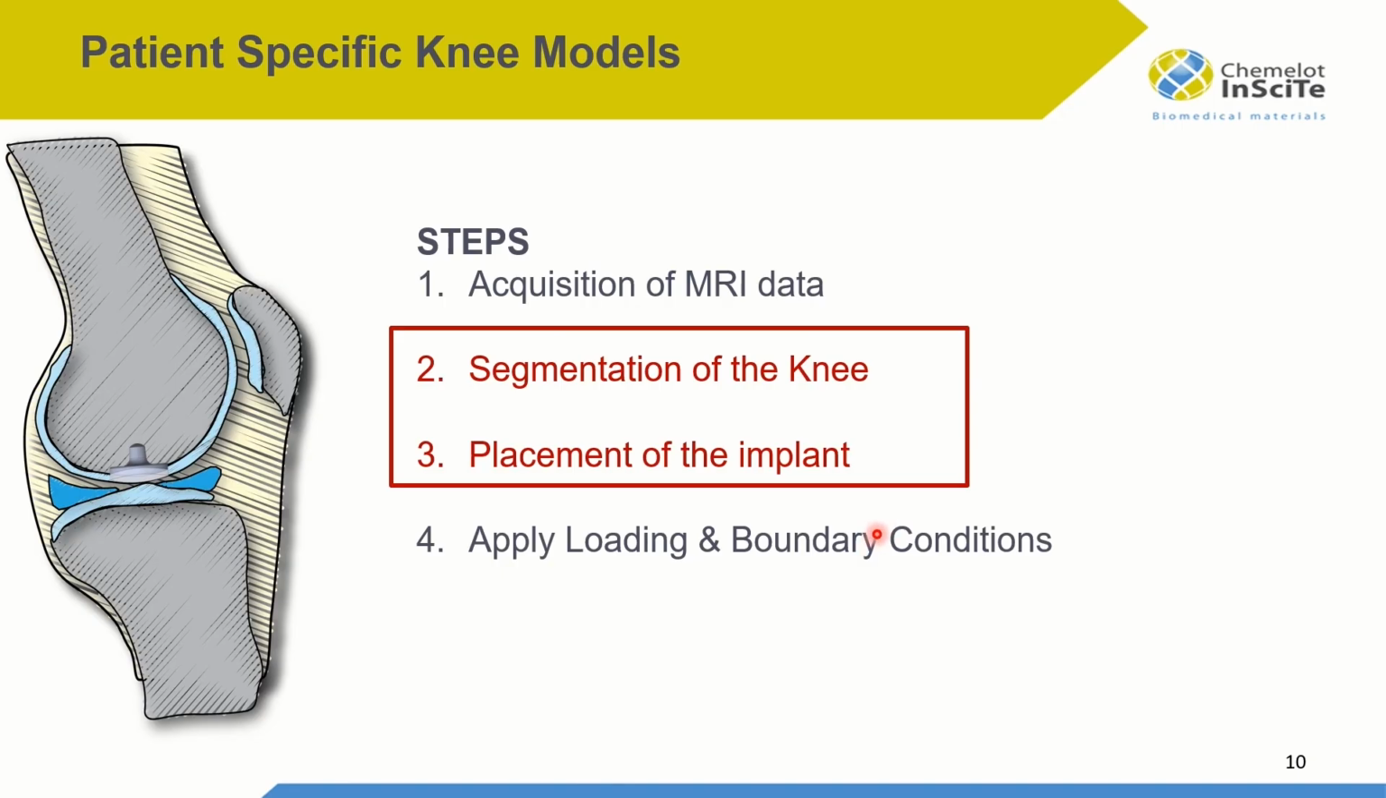The generation of the 3D models for finite element analysis involves 4 steps. First, of course, is the acquisition of the MRI data, but this one I will not go into deep in here. The second and third steps can be done in the Synopsys software, and they are segmentation of the knee and placement of the implant. And finally, after placement of the implant, one can generate 3D geometries and apply loading and boundary conditions to the geometries.